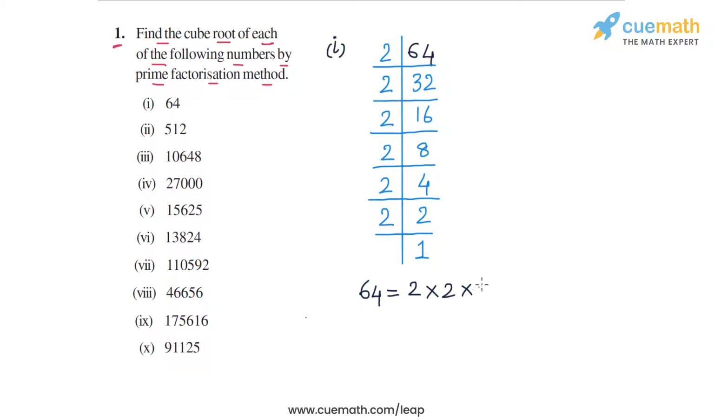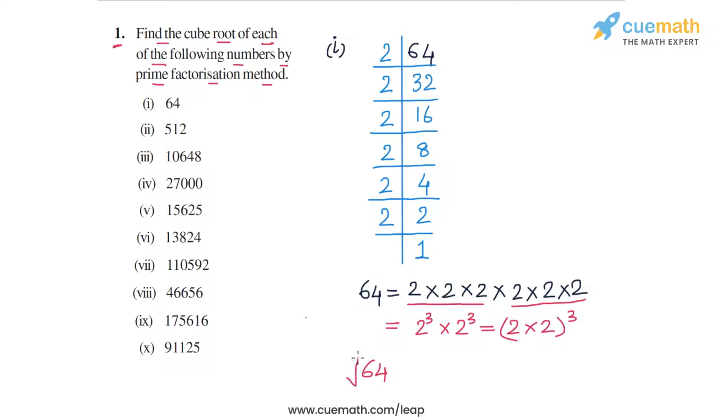So this completes the prime factorization process, and therefore the prime factorized form of 64 has 6 repetitions of 2. So if we group the prime factors into triplets, we get one complete triplet of 2 and we get another complete triplet of 2. So we can write 64 as 2 cube into 2 cube, and therefore we can write this as 2 into 2 whole cube. And from here we can write the cube root of 64 easily. So the cube root of 64 will be this product inside the bracket, which is 2 into 2, and this is equal to 4. So the answer in part 1 is that the cube root of 64 is 4.